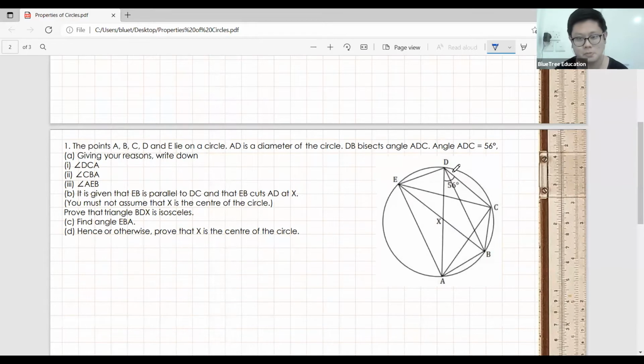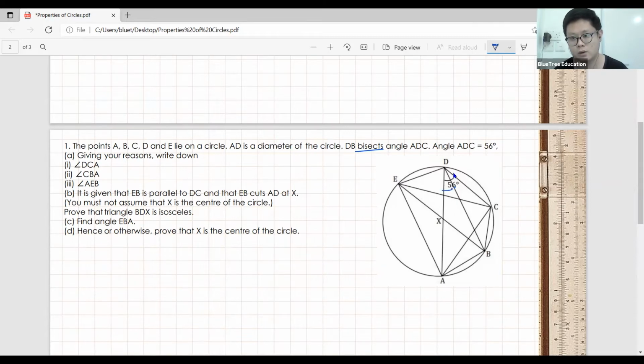All right, take some time to read the question. They only mention that AB is a diameter, and then they said that DB bisects angle ADC. So you've got to remember what bisects means. Bisects means that you basically cut the angle equally into two parts. So immediately you can find that the angle on the left and on the right are supposed to be the same, which means that your 56 is representing 2 units.